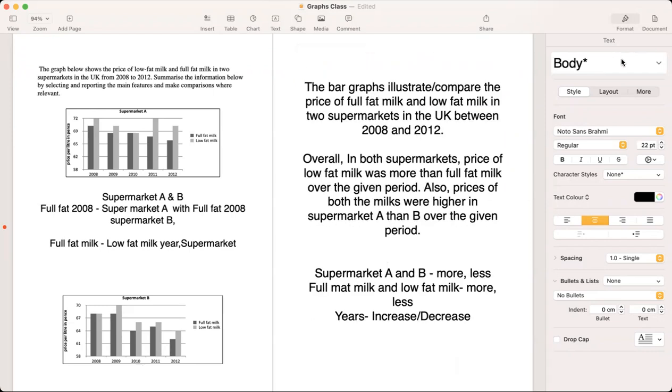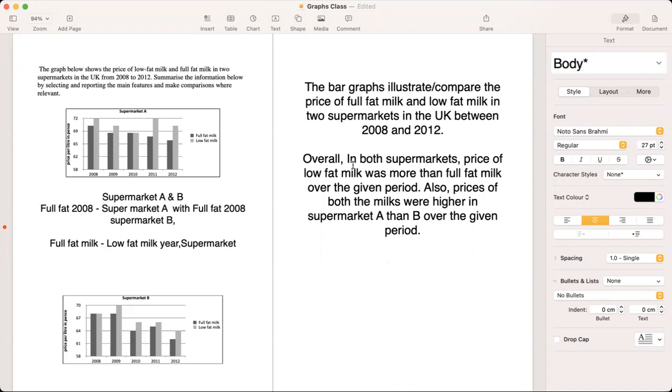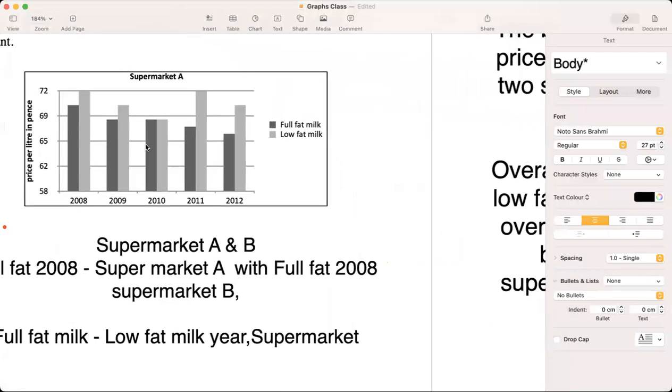Sir, for the overall statement, is only one graph enough for comparing, or do we compare supermarket A, supermarket B, full fat milk for each category? We compared everything now. See, we compared all the years, it was similar. See, look, in all the years low fat milk is more than full fat. See, gray line is bigger than the black line, bigger than the black line. So it's more.